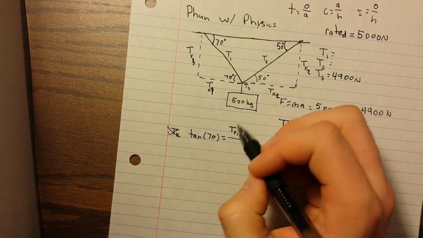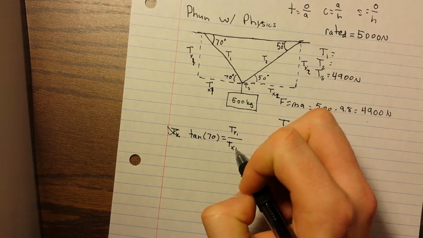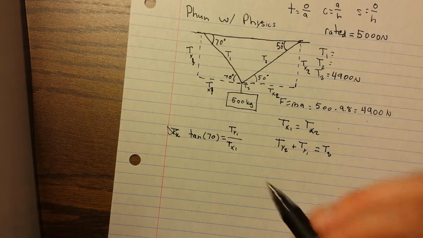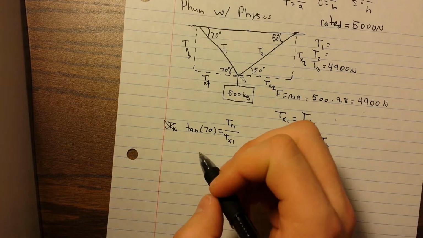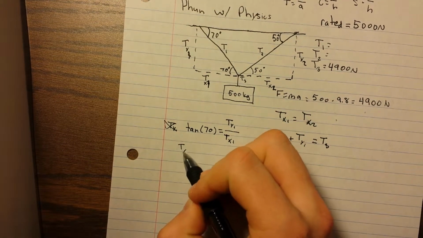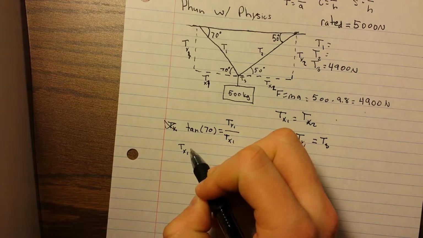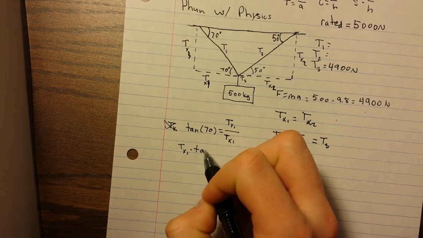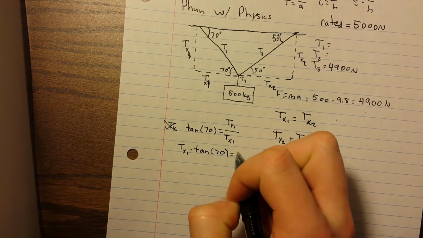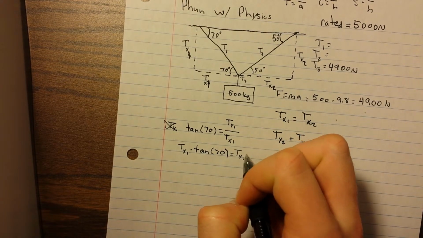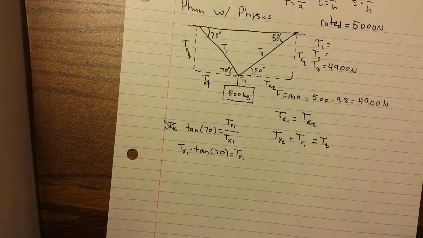over adjacent is TX1. To get TY1 by itself, you need to multiply, and you should know that from algebra. If you don't, you should probably not be watching this video. So TX1 times tangent 70 equals TY1. Okay, we've got that.